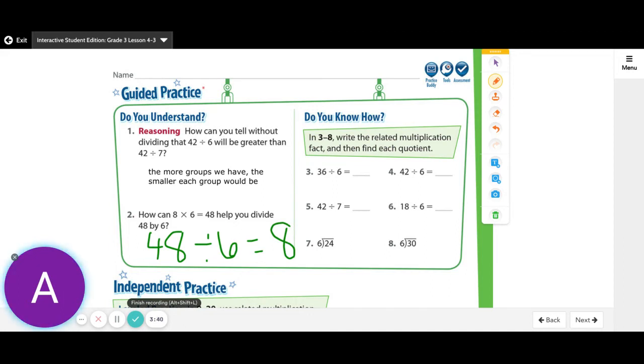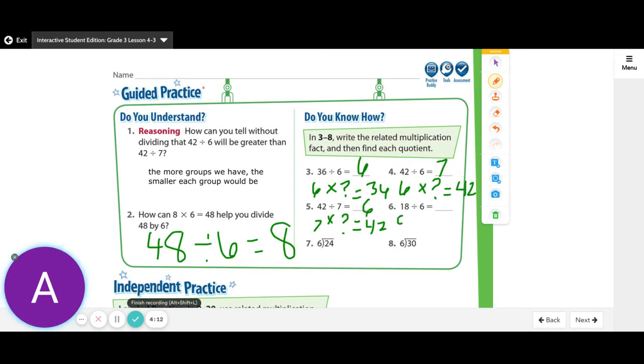So number 3, 36 divided by 6. So I'm thinking 6 times what equals 36. So I know 6 times 6 equals 36. Number 4, 42 divided by 6. So I'm thinking 6 times what is 42? I know 6 times 7 is 42. Number 5, 42 divided by 7, so I think 7 times what equals 42? And it actually gives us the answer to number 4, because it's part of our fact family. So I know 42 divided by 7 is 6.